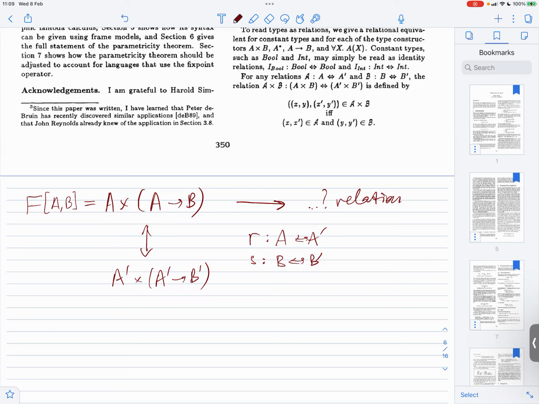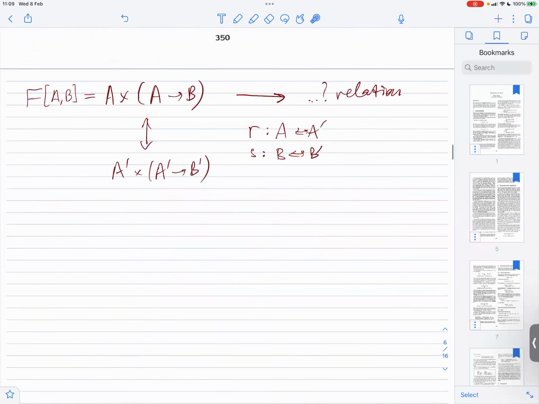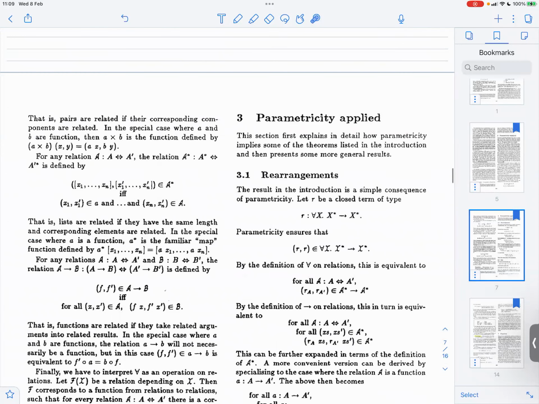And then you need to lift two relations to this type constructor with respect to the two type parameters. And that's the construction that I explain. And he does not explain that in the paper, but that is actually what is necessary in order to follow what is happening here.